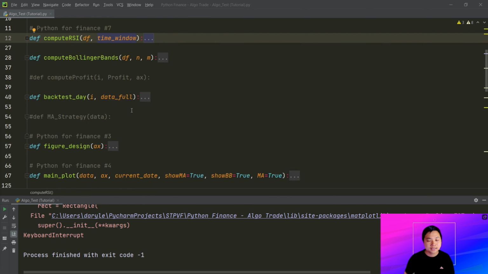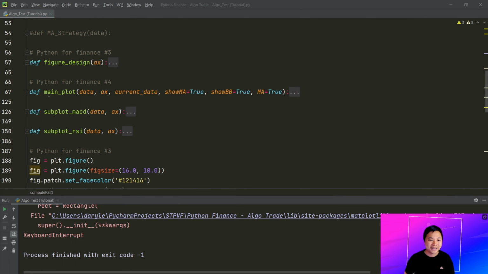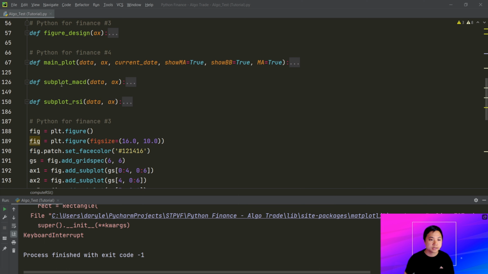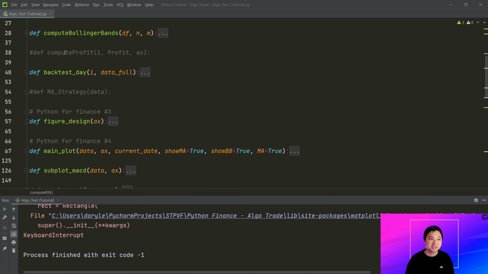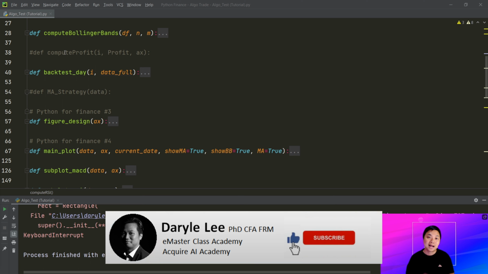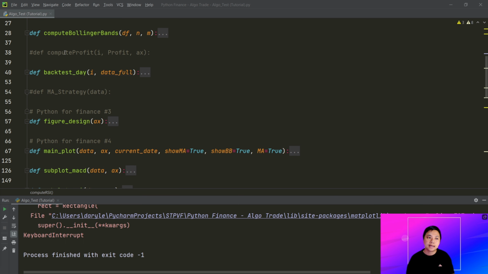In the previous lessons, we learned how to create the main plot functions for the candlestick chart along with the moving average plot and the Bollinger Bands. We also learned how to create the subplots for the MACD and the RSI. So now it's time for us to build simple strategies along with a profit function, so that when we backtest our strategies for the past 2 years with more than 500 trading day samples, we can calculate how much we gain or how much we lose.